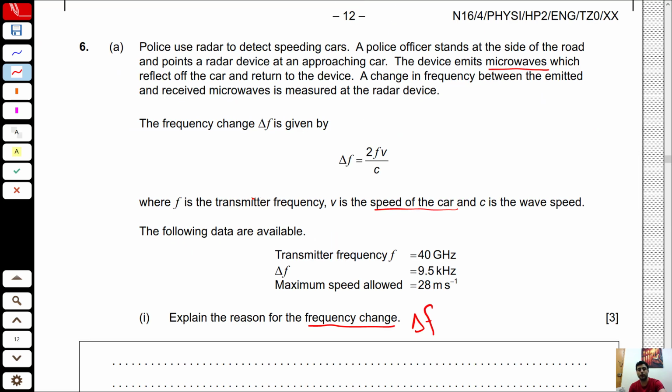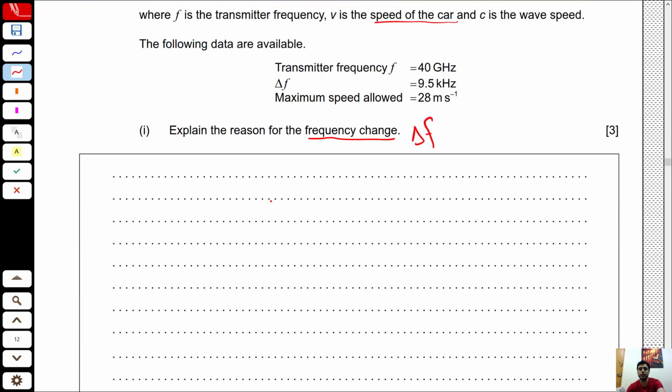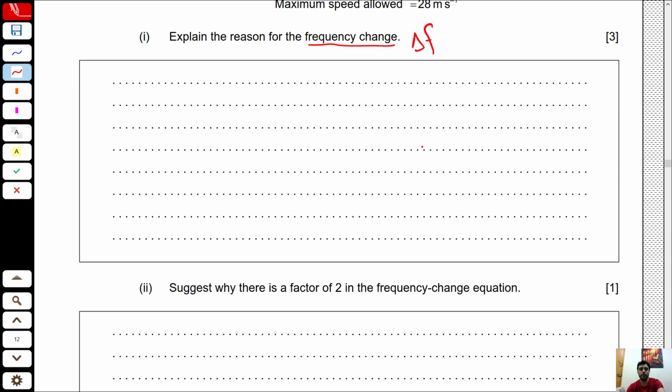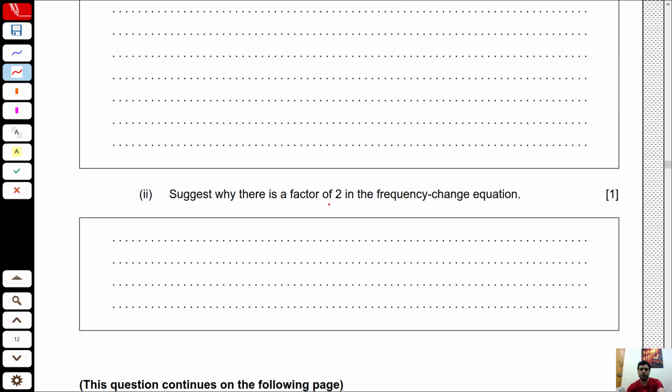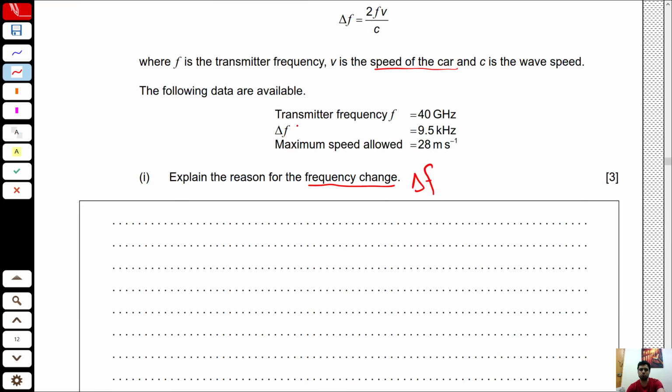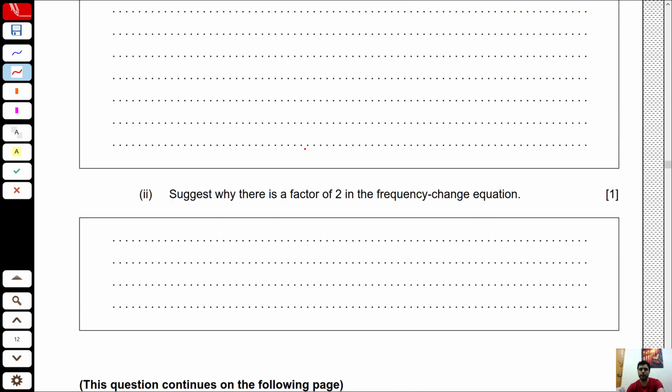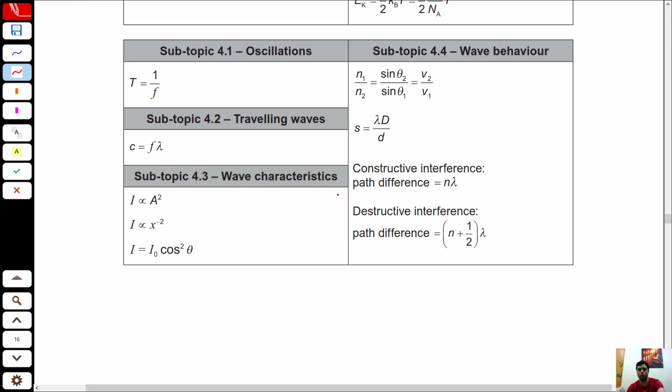Alright, so just mention these important points, at least 3 of them. Suggest why there is a factor of 2 in the frequency change equation. Well, there is a factor of 2 because the Doppler effect happens 2 times. Since the Doppler effect happens 2 times, there's a factor of 2. Why does it happen 2 times?